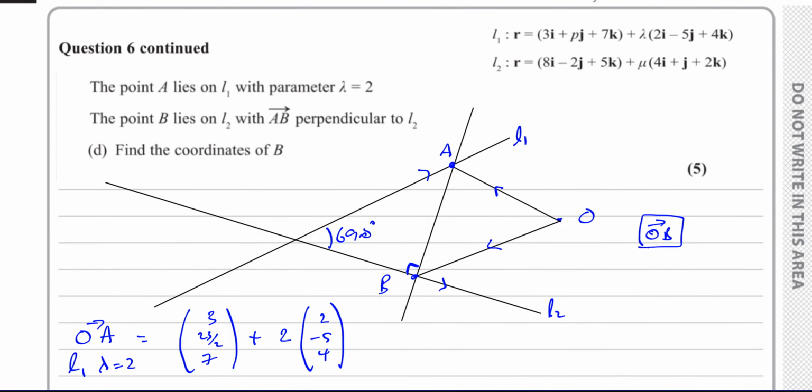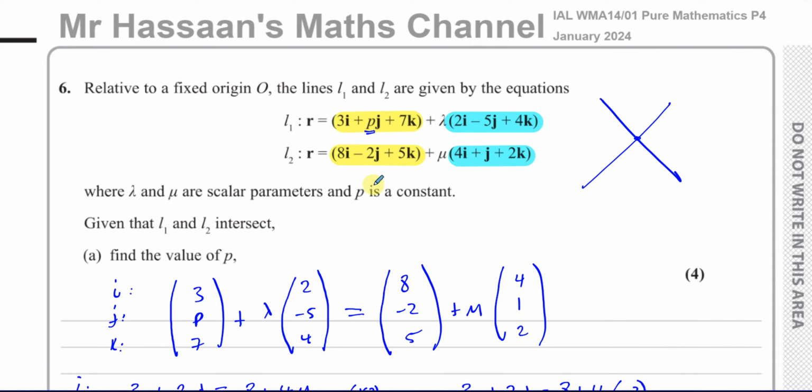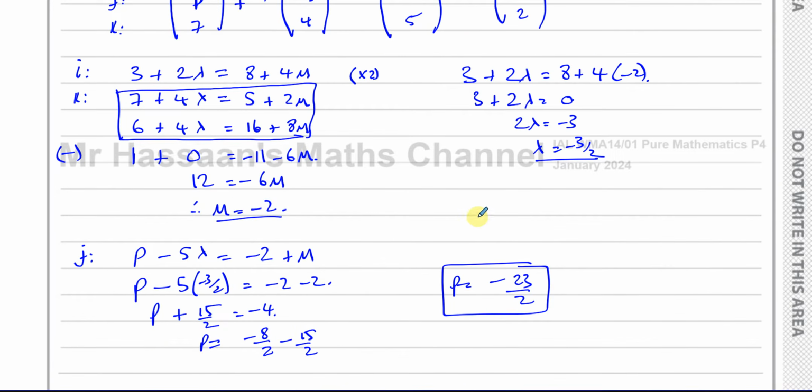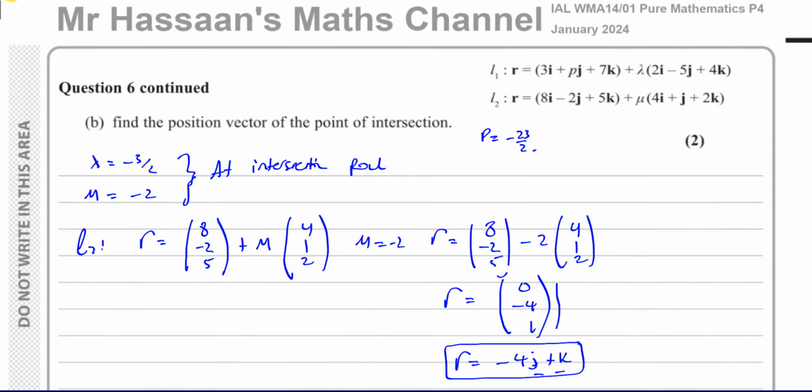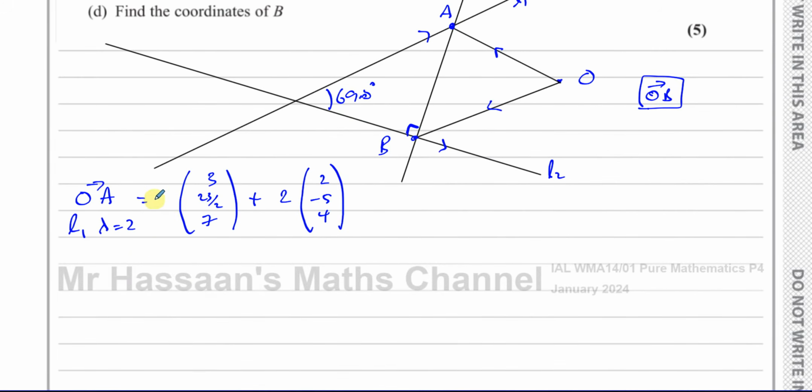Let me just make sure it is 23 over 2, minus 23 over 2. So you have to be careful. It's minus 23 over 2. That would have messed everything up. Okay, plus 2 times 2 minus 5, 4. That will tell me the position vector of A.